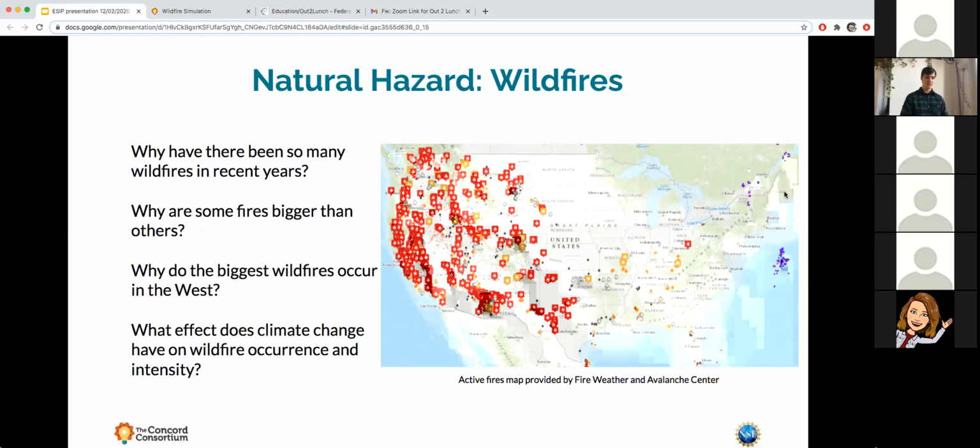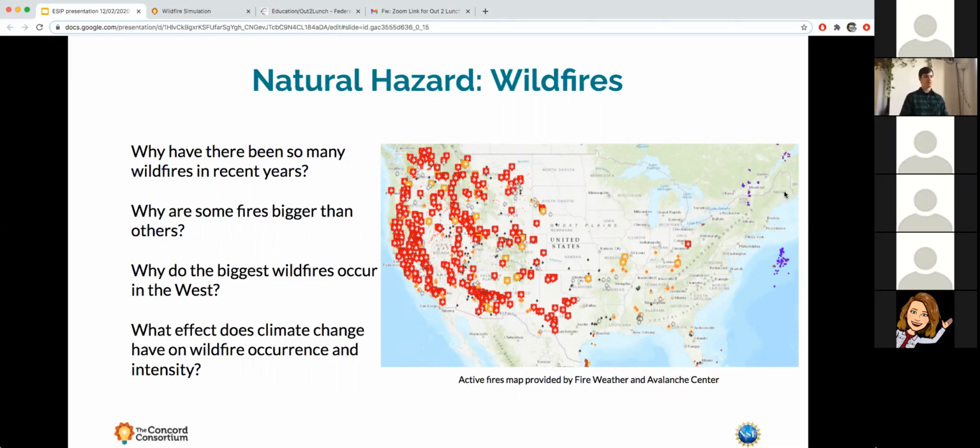This is a graphic taken from the Fire, Weather, and Avalanche Center just this morning on the active burning wildfires in the United States this morning. All the red signifiers are fires larger than 1,000 acres, and the orange ones are smaller than 1,000 acres. And this brings up a lot of questions.